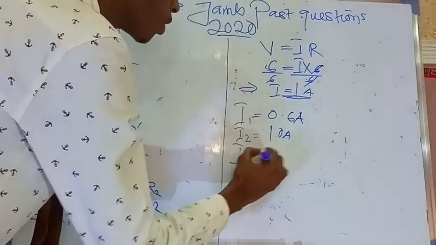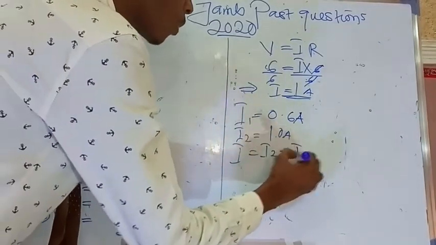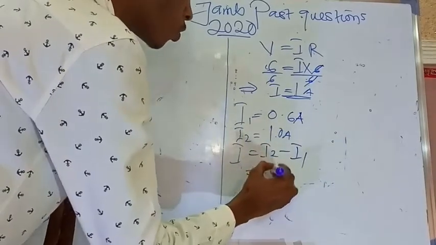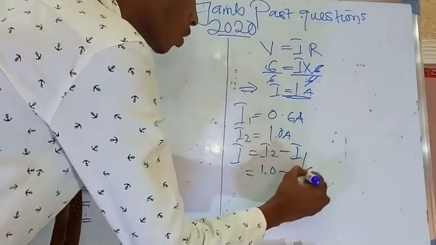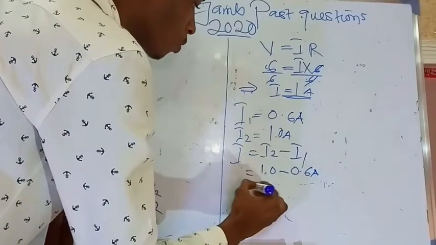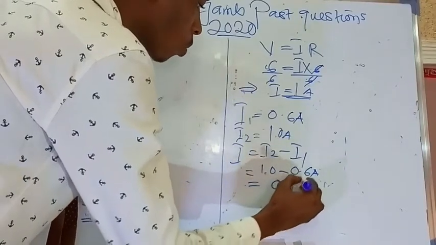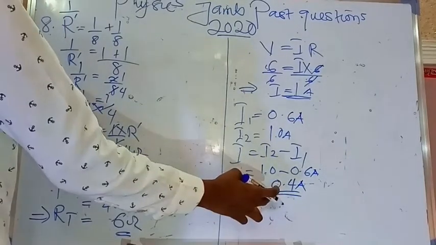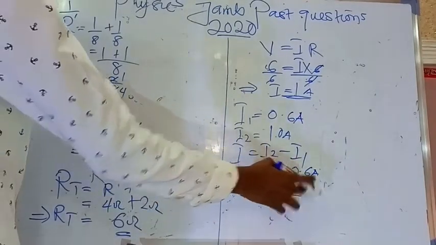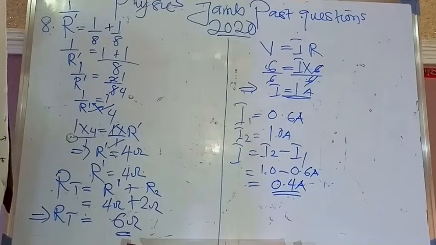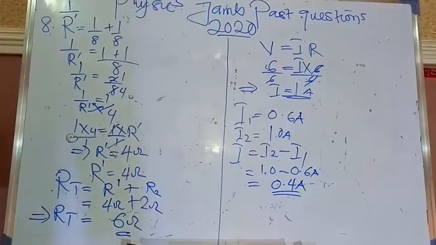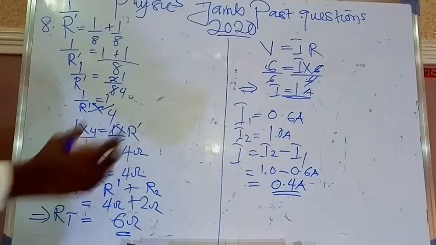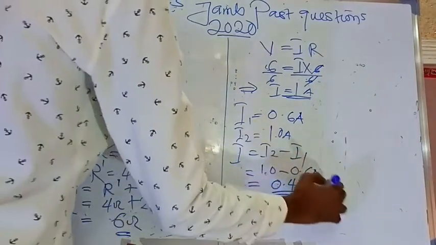So we can see the difference between this and this is what? So our change in I will be equal to I2 minus I1. The difference is 1.0 minus 0.6 amp. So this will give 0.4 ampere. So meaning it increased by 0.4 ampere. And that is option, which option is that? It increased by 0.4 ampere, which is option A. Is the correct answer.